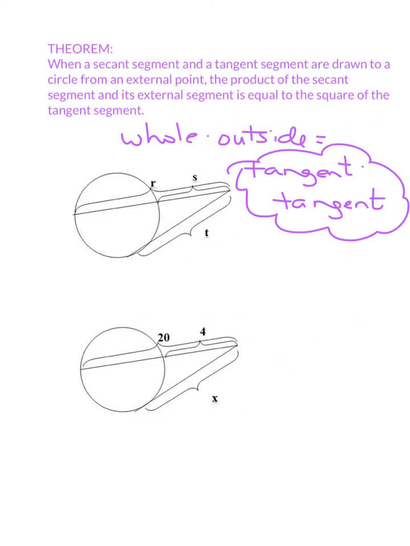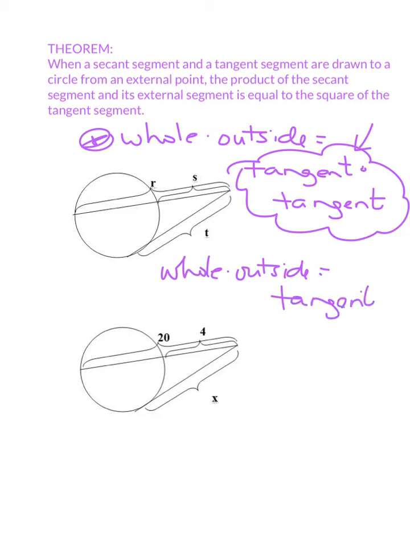Our next theorem is similar, but instead of two secant segments, we're looking at a secant segment and a tangent. So it states when a secant segment and a tangent segment are drawn to a circle from an external point, the product of the secant segment and its external segment is equal to the square of the tangent segment. So in order to remember, I like to say the same thing again, the whole times the outside, and we're going to multiply two things. In this case, we don't have a whole and an outside, we just have an outside, the tangent. So I like to say we actually multiply that twice. So then when we do that, we have whole times the outside is equal to the tangent squared.